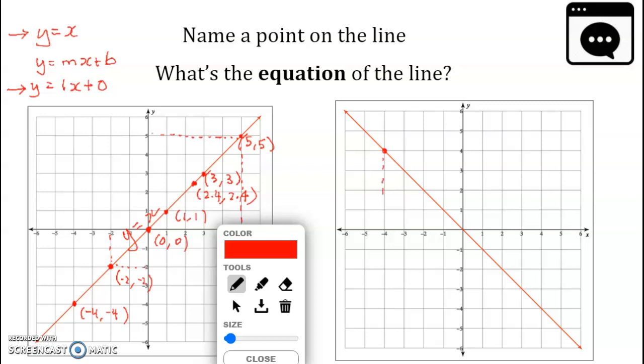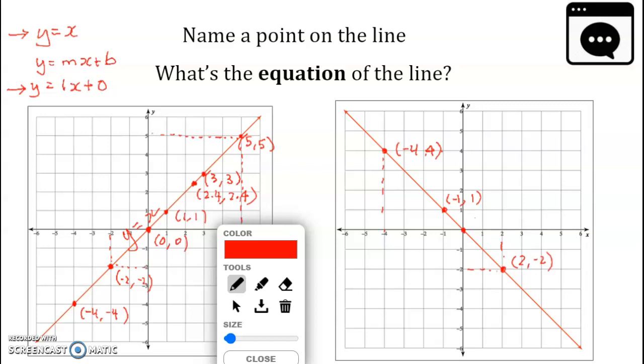This will be x value is -4 and y value is +4. So it's going to be (-4, 4). What about this? The coordinate is x value is -1 and the y value is +1. What about this value? X value is 2, but the y value is -2.